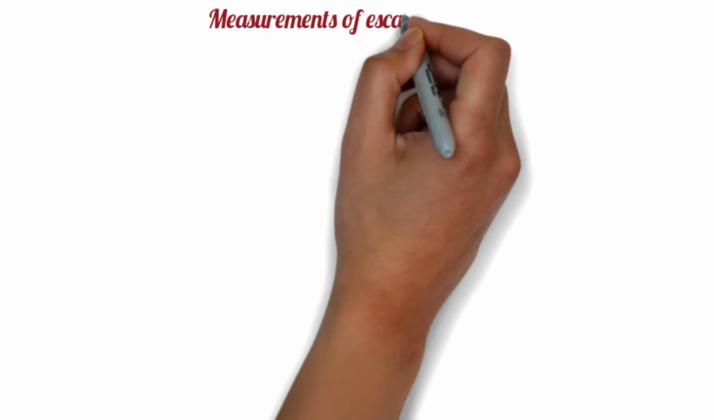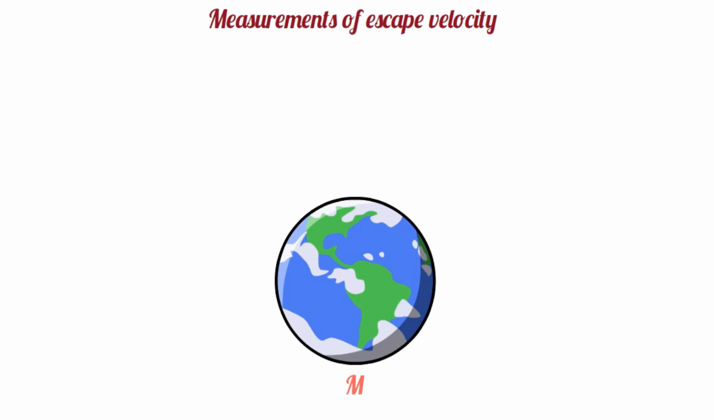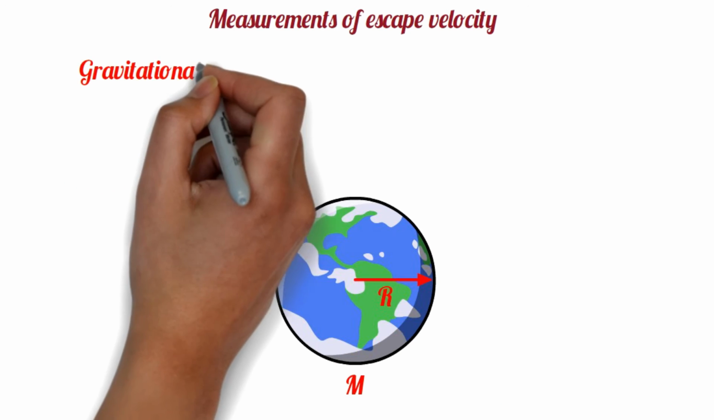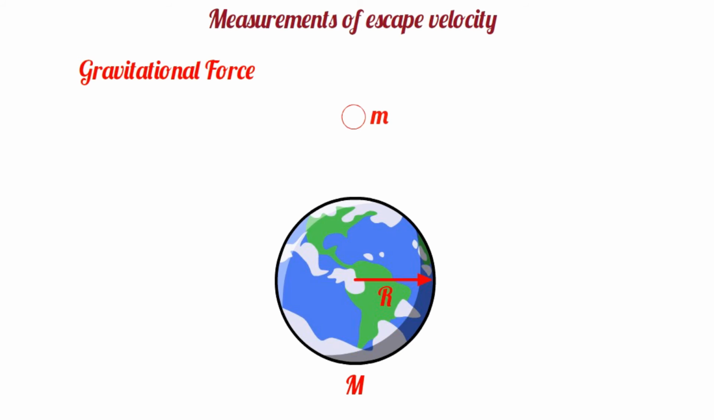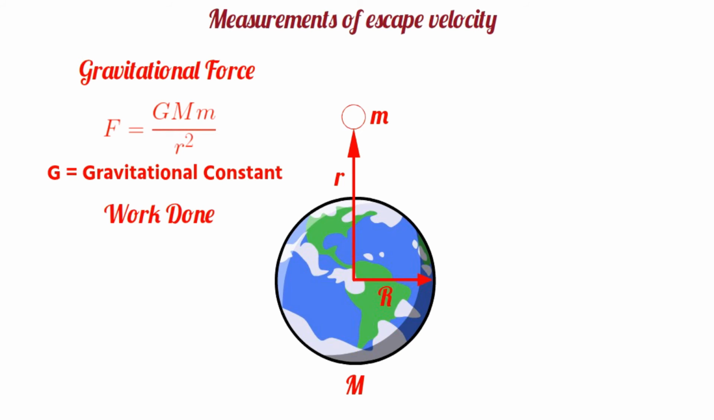Measurements of escape velocity. Let us consider the mass of the Earth is capital M, and the radius of the Earth is capital R. The gravitational force on an object of mass small m, at a distance of small r from the center of the Earth, is capital F is equal to GMm by r square. Now the work done to move the object a very small distance dr, along the line of action, against this gravitational attraction, dW is equal to F dot dr, or GMm by r square into dr.